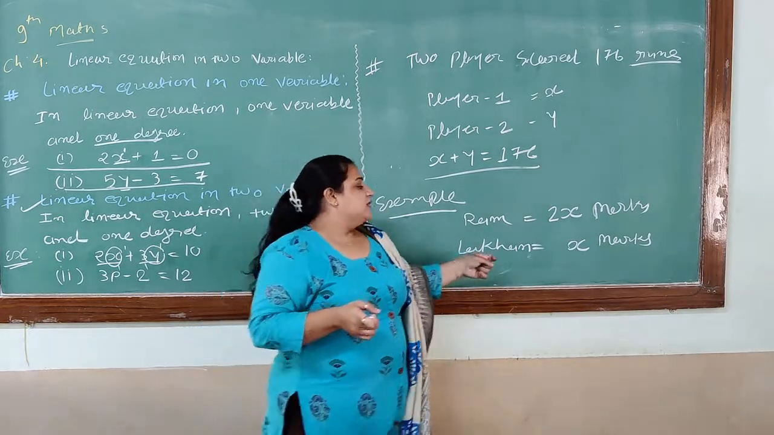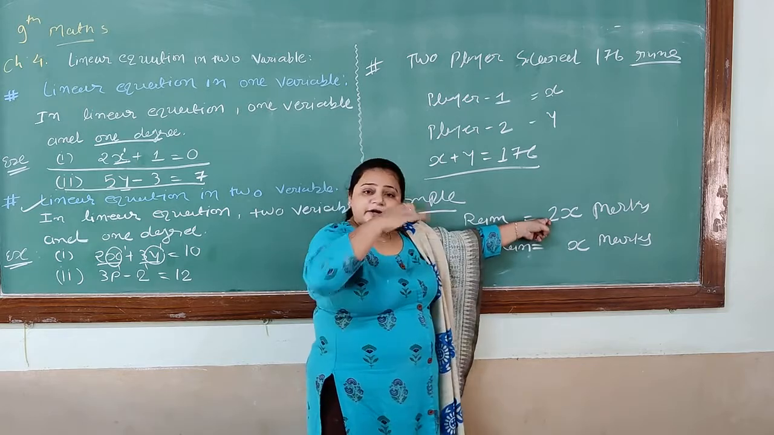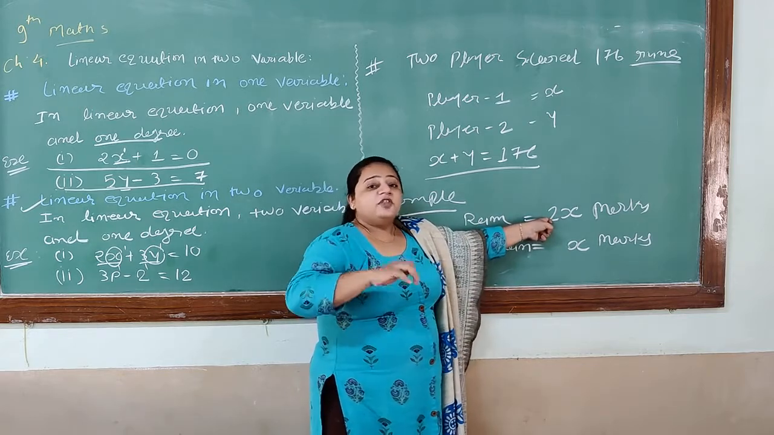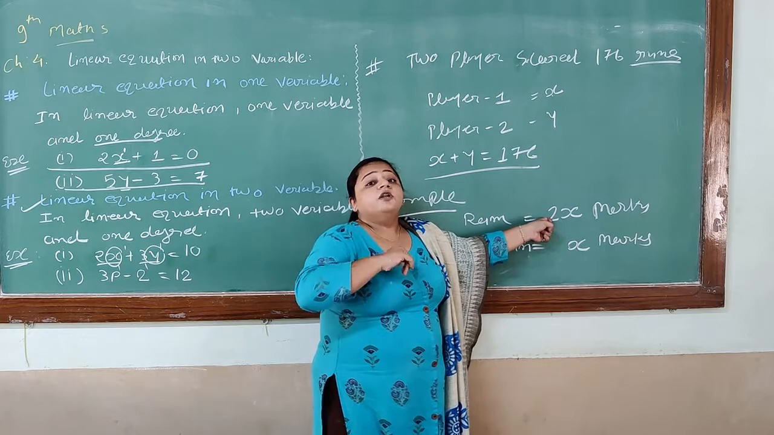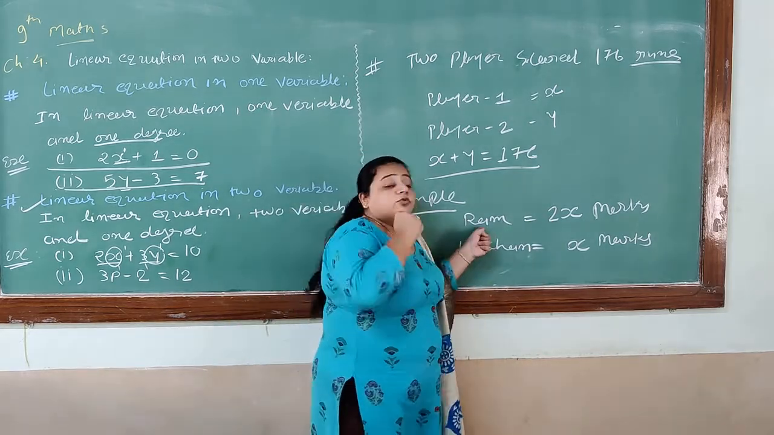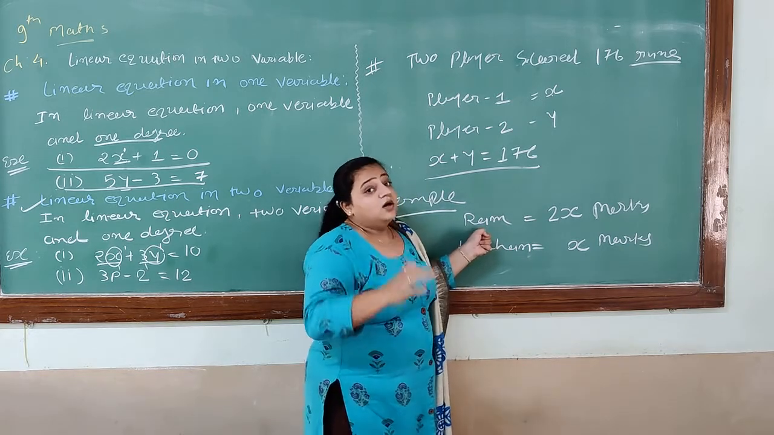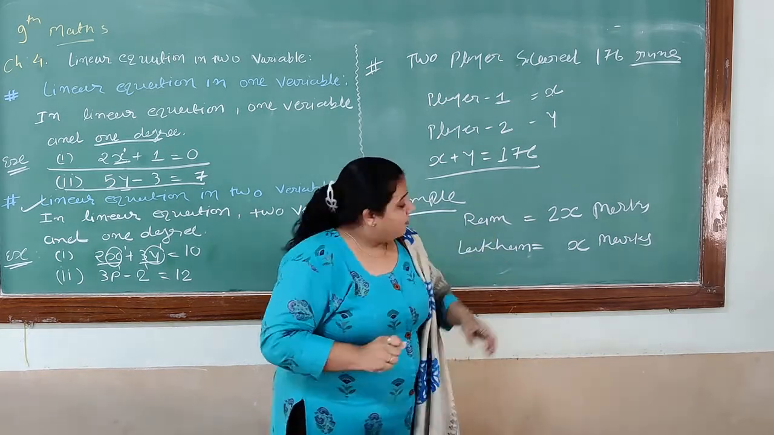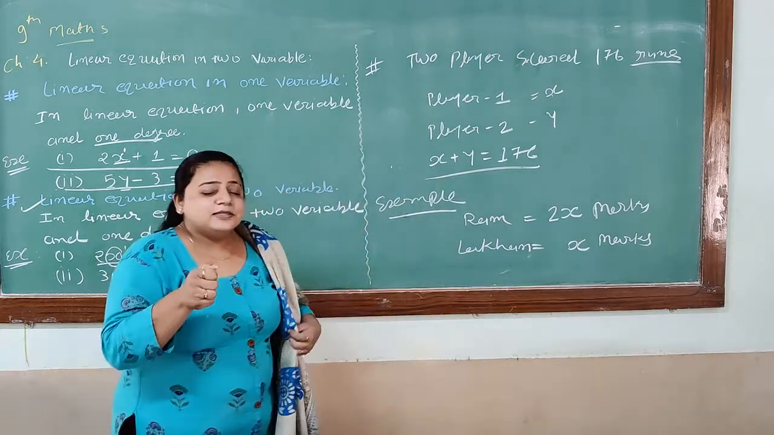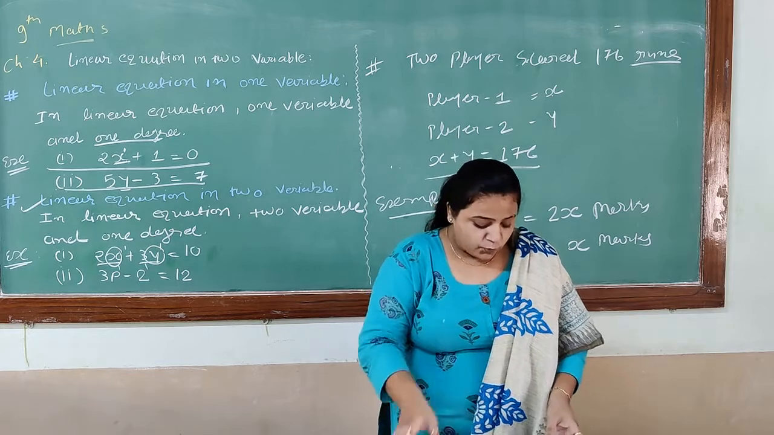If they are saying Ram is half than the Lakhan, then you have to divide by 2. If they are saying 1.5 of the Lakhan, you have to multiply by 1.5. Like this way you have to understand the question and what they want according to the theory you have to do. By this both the example, let us see one more question from exercise 4.1.